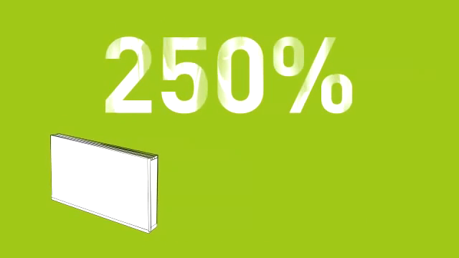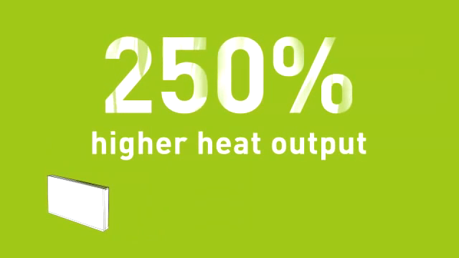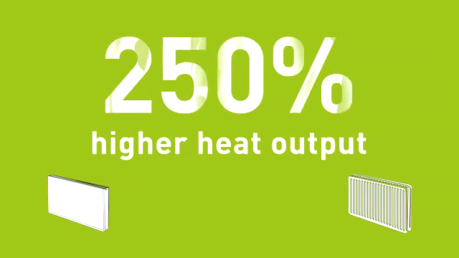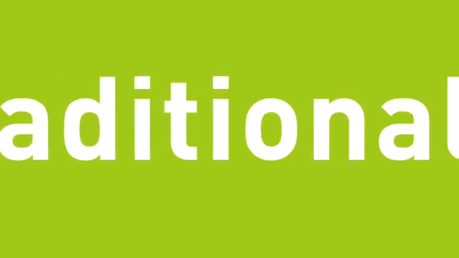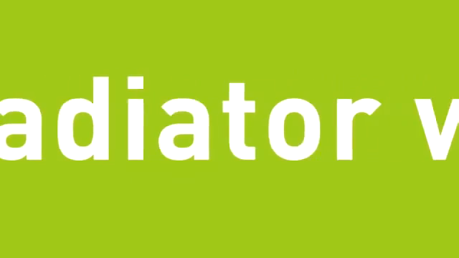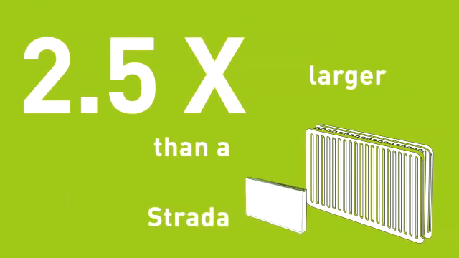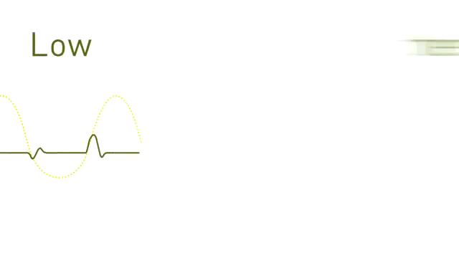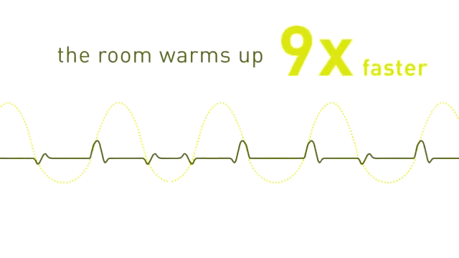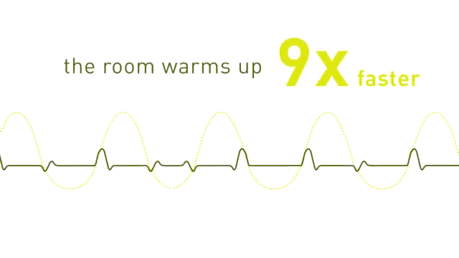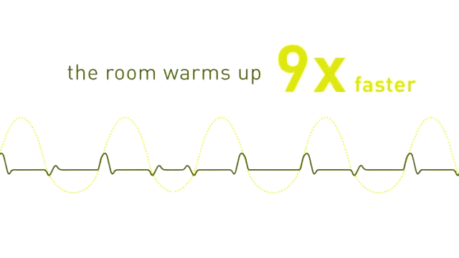A radiator featuring a JAGA Low H2O heat exchanger fitted with a DBE system is designed to deliver up to 250% higher heat output than the same size steel panel radiator. And its low thermal mass means the room warms up to 9 times faster than when heated by a steel panel radiator with a comparable output.